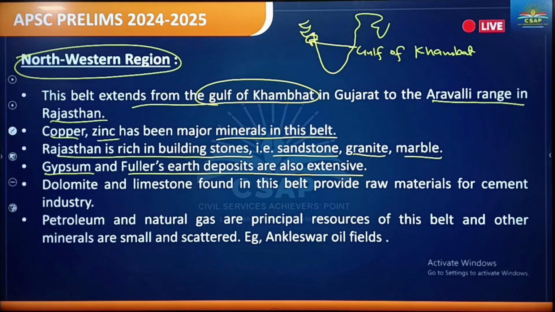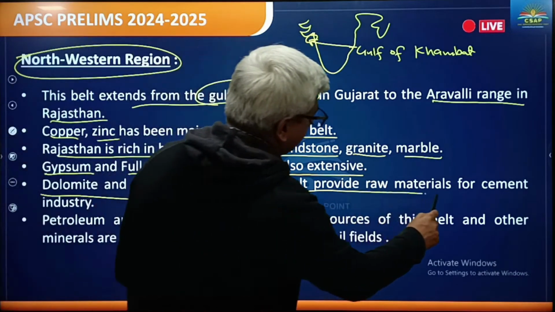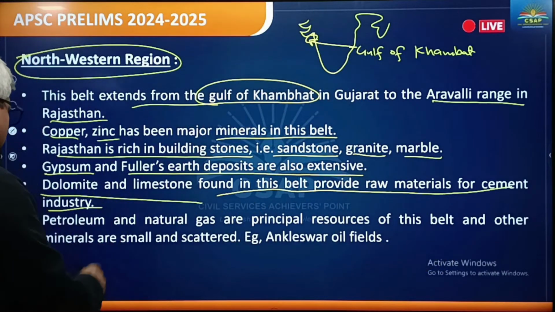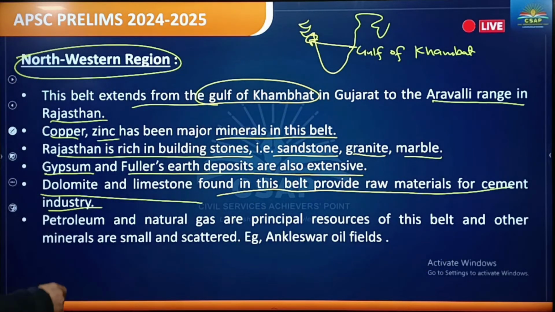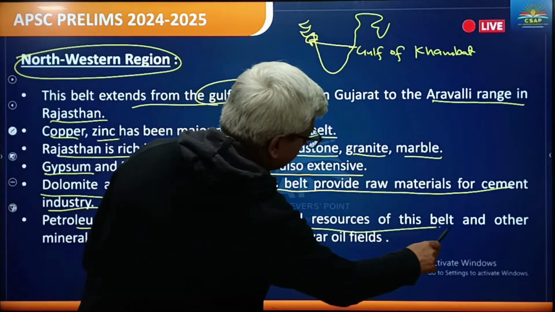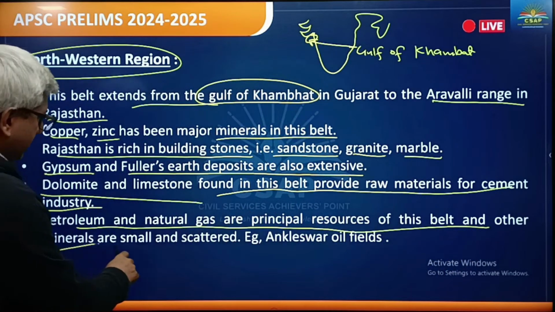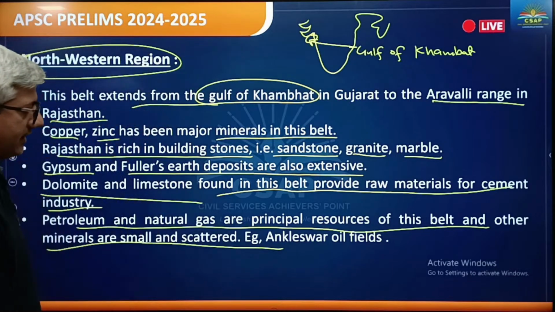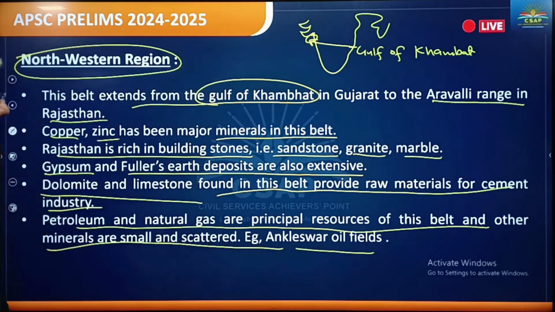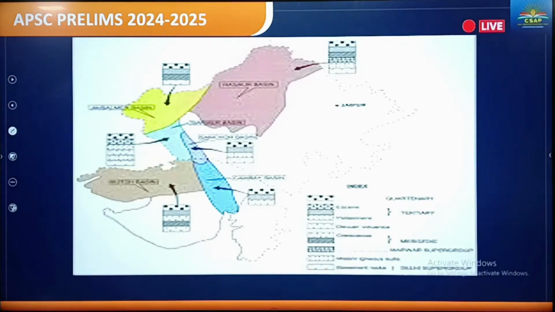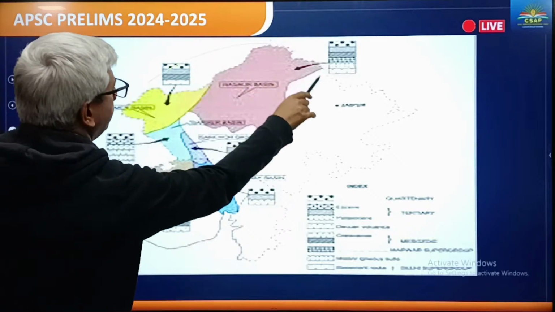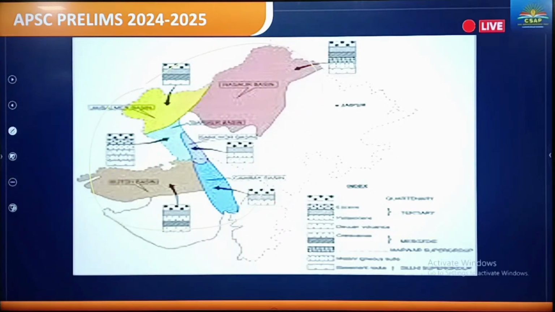Right? Dolomite and limestone found in this belt provide raw material for the cement industry. Petroleum and natural gas are the principal resources of this belt, and other minerals are small and scattered. For example, the Ankleshwar oil fields. So this is the area, most part of it, that is Gujarat and Rajasthan. It includes this entire part.